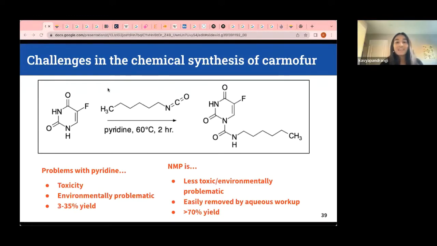Okay. NMP is less toxic and not as environmentally problematic, and is also easily removed by aqueous workup, thus creating an easier or more scalable synthesis. And it also has greater than 70% yields, which solves the yield problem that we faced with pyridine.